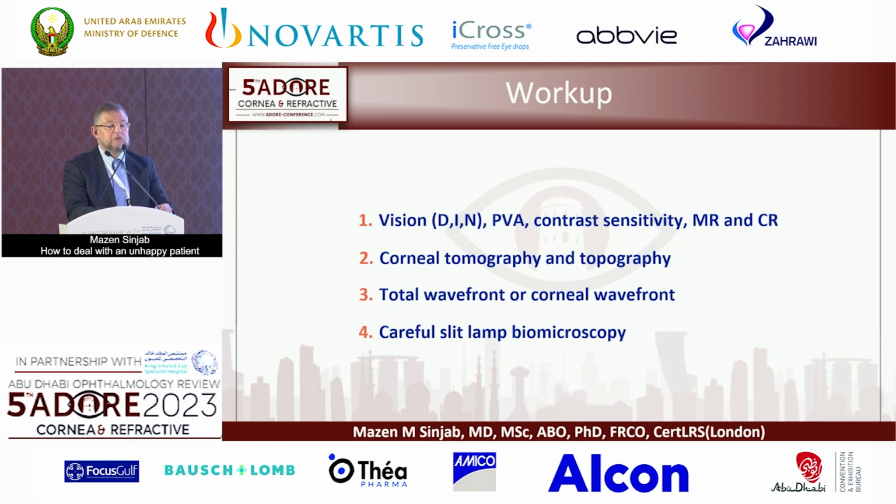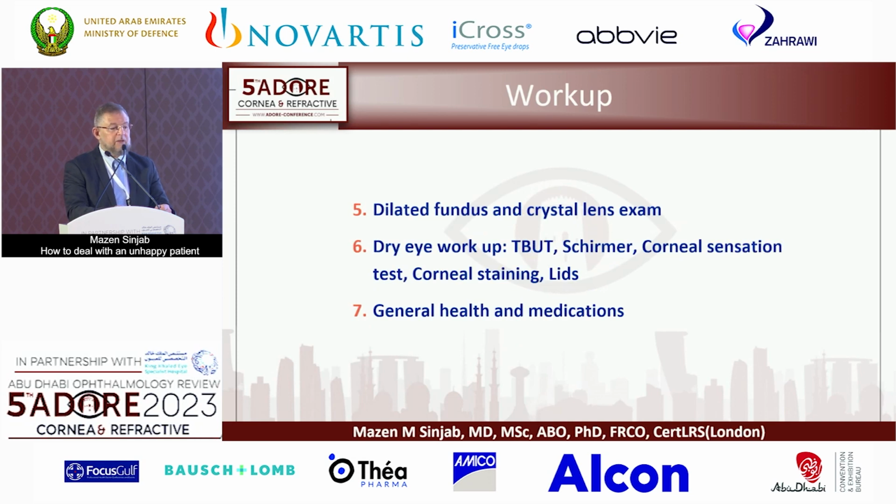Now, how to deal with those patients in general? First, we have to check everything, including the vision for distance, intermediate and near, potential visual acuity if the best corrected visual acuity is below 20/20, contrast sensitivity, manifest refraction, and cycloplegic refraction. We have to do corneal tomography and topography. If there is any corneal haziness, tomography in this case will not be accurate. Total wavefront or corneal wavefront, if both, it would be better. And careful slit lamp biomicroscopy, including dilated fundus exam and crystalline lens exam.